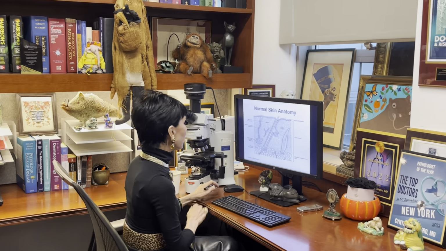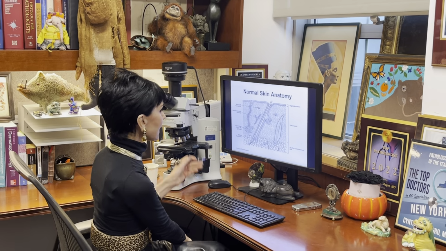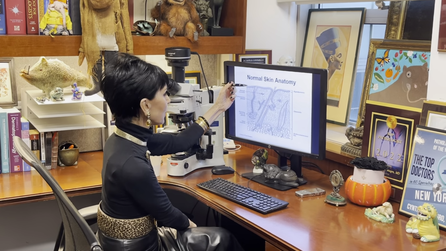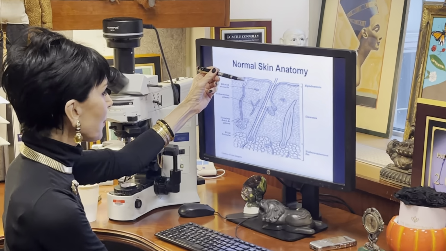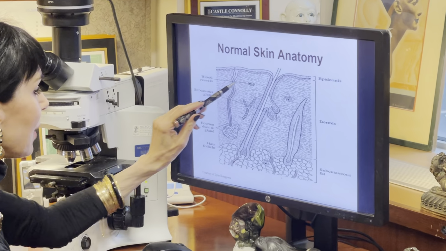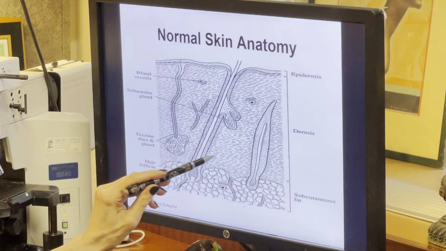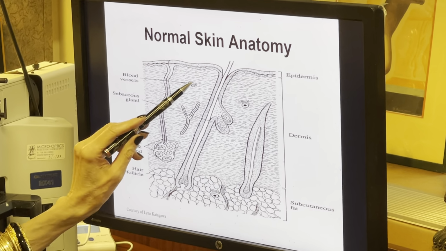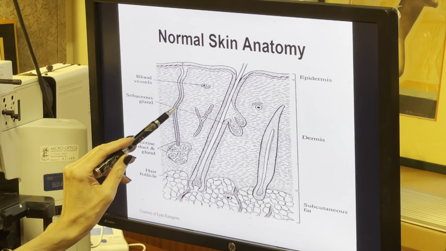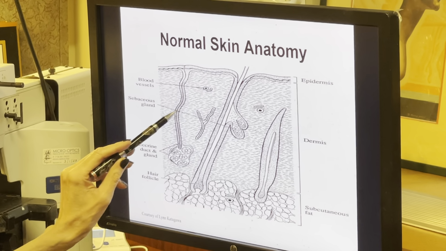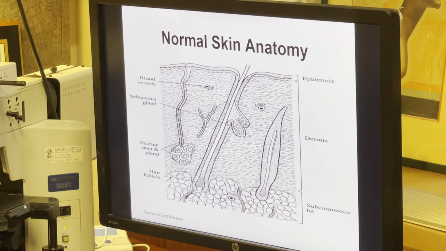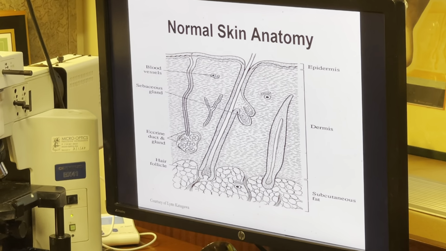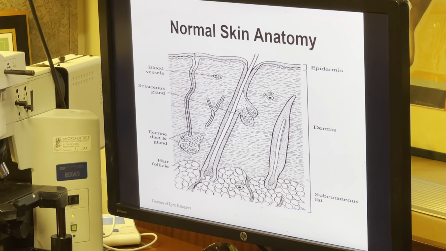So this is a graphical abstract of normal skin, and we have the top layer, which is referred to as the epidermis. Then we have the subjacent dermis, and finally the subcutaneous fat. Coursing through the dermis are various structures that we refer to as adnexal structures that would encompass the eccrine apparatus as well as the hair follicle.